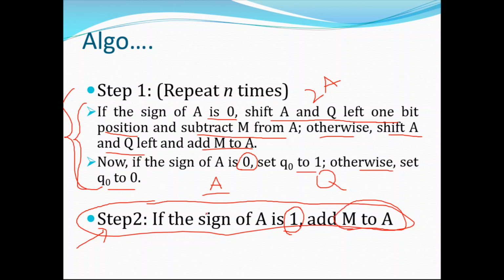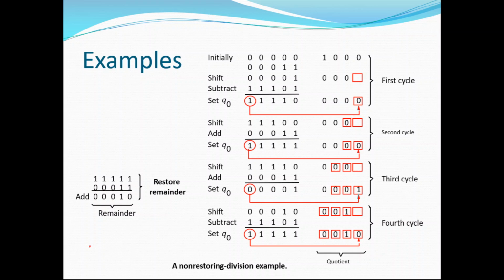So at last you have to check whether the number in a is positive or negative. If it is positive, leave it as it is. If it is negative, then add m to it, so that you will get the actual remainder. Okay, fine. So let us see that version also.